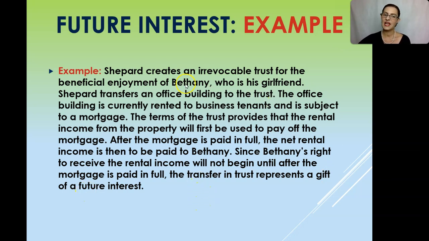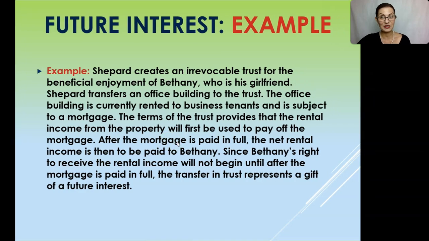So he's giving her something, but not until a future date. She's not actually going to get money from this trust, which is holding this office building, until the mortgage is paid off. So she will presumably be getting money, but not until sometime in the future. So this is an example of a future interest. He's giving her something, but not until later.